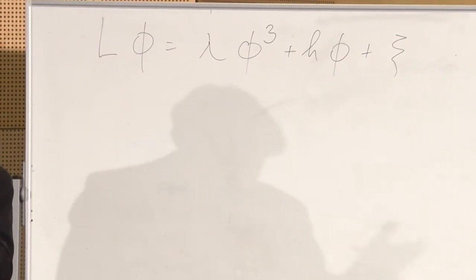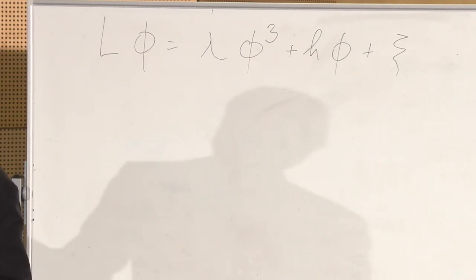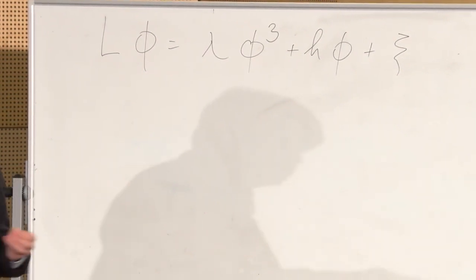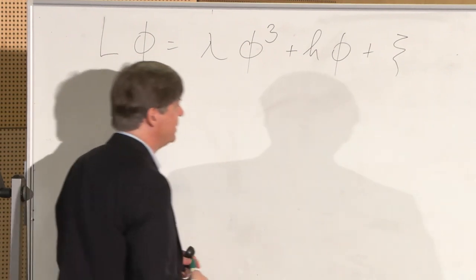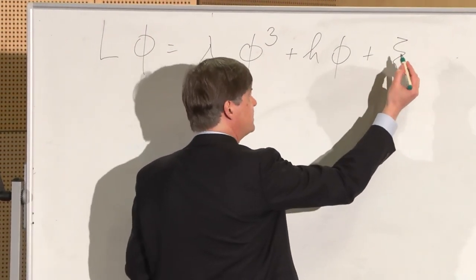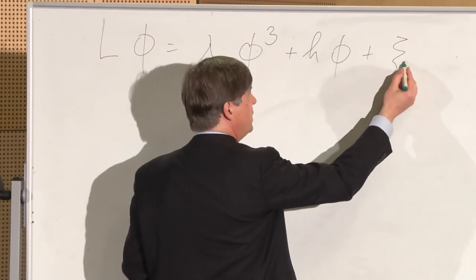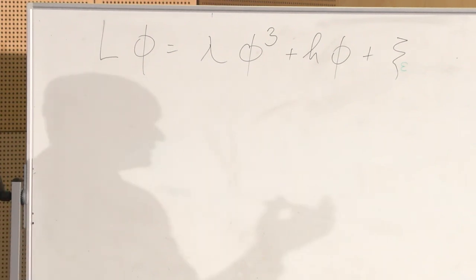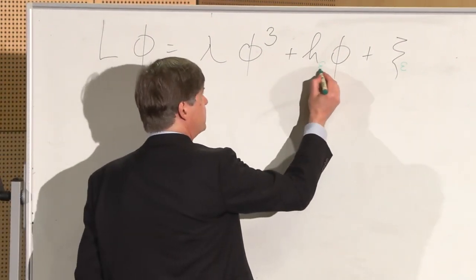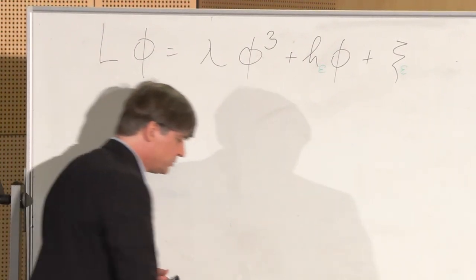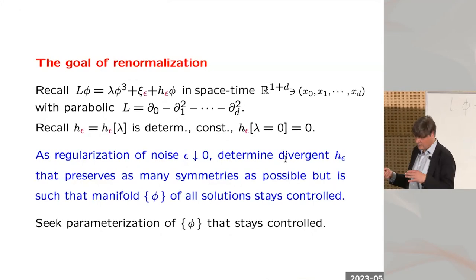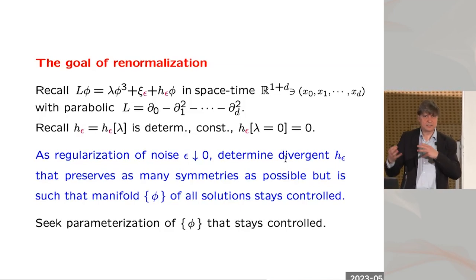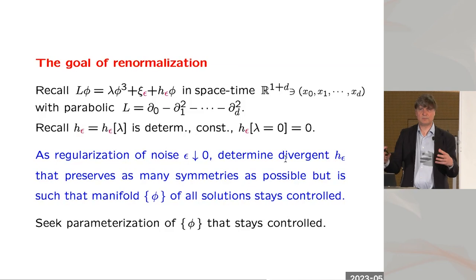And so the goal of renormalization then is to choose this counter term, this term H, in a way that the solution manifold stays under control. But first of all, you have to try to make sense of this equation. The easiest way would be convolution: regularize your noise term so that you're in the classical setting. Then this counter term should also depend on epsilon. You want to choose this counter term, and it typically has to be divergent, in such a way that you preserve as many symmetries of your original problem as possible, but at the same time your solution manifold stays controlled. It doesn't go away.